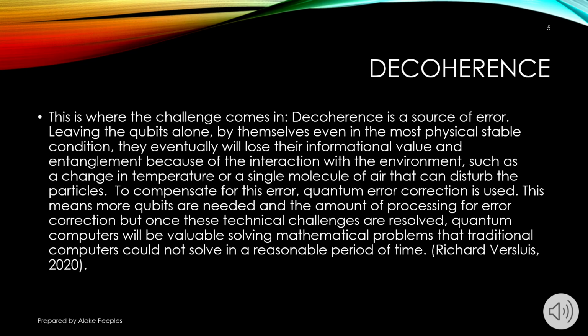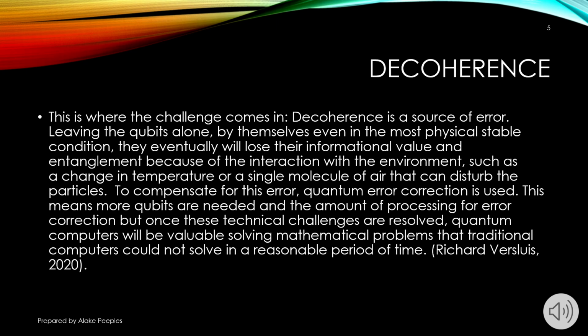Decoherence. This is an interesting topic because it is where the challenge comes in. Decoherence is a source of error. As I was mentioning before, when you leave the qubits by themselves, even in the most physically stable condition, they will eventually lose their informational value and entanglement because of the interaction with the environment, just by a change of temperature or a single molecule of air that interferes can actually disturb the particles.